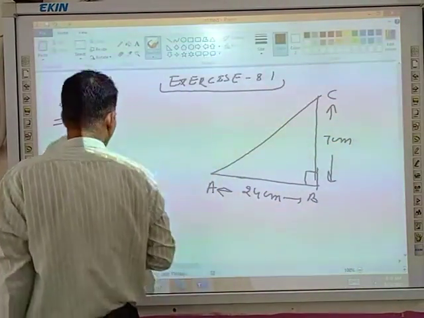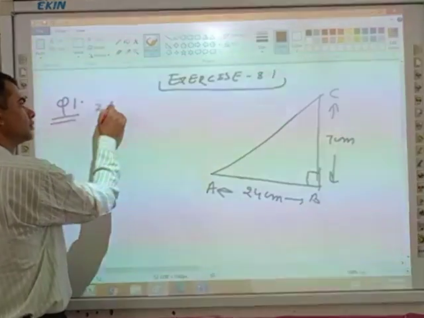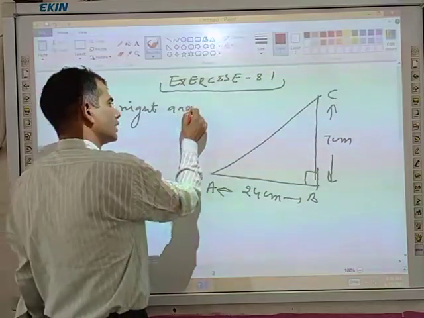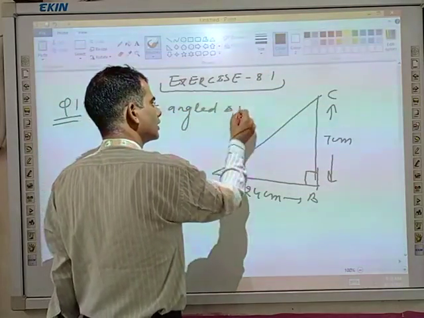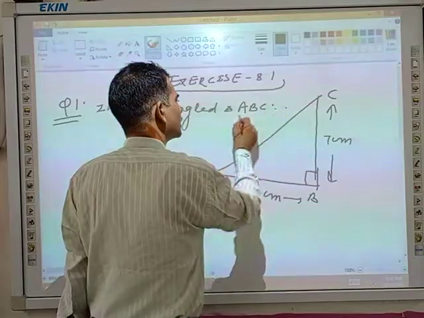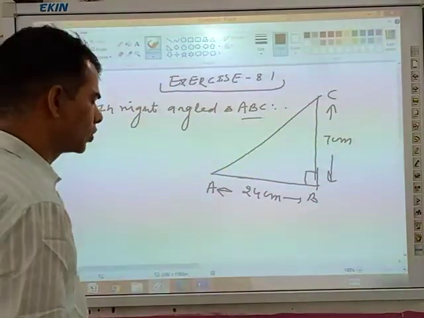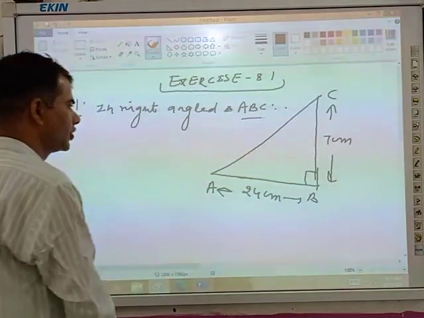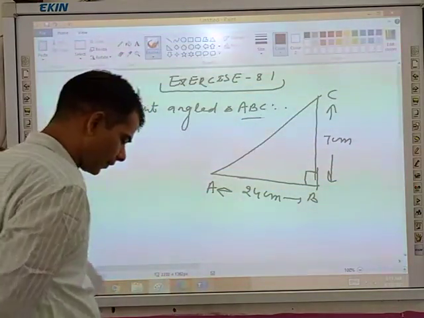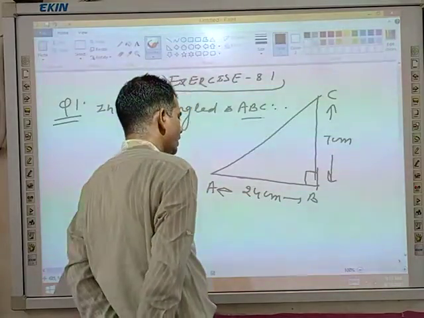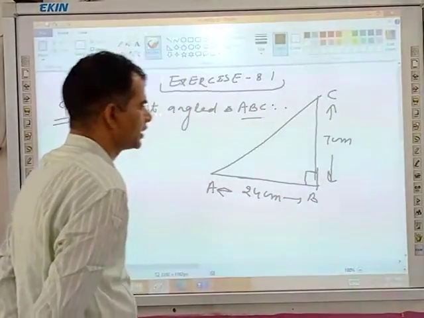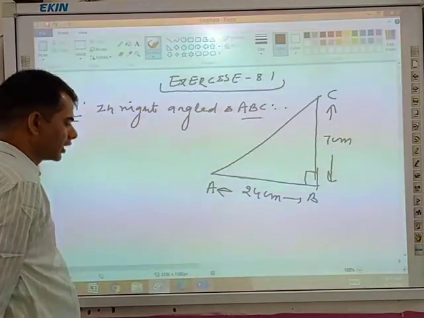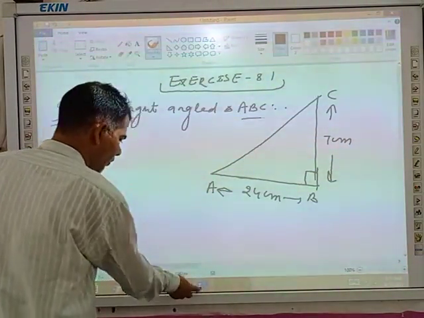In right angle triangle ABC. As you are observing that in right angle triangle ABC, two sides are given. AB 24 centimeters given, BC 7 centimeters given, and you have to find out the third side. How can you find out the third side?